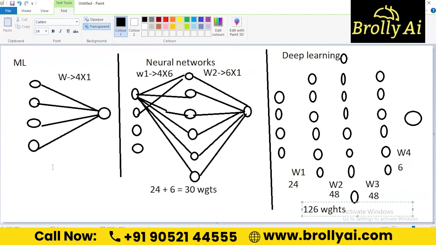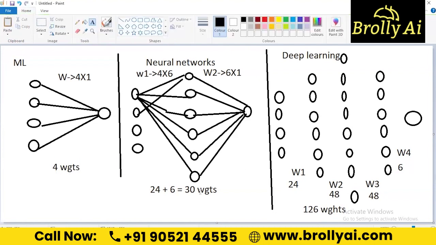Here, how many weights did we get in machine learning for the same task? We got 4 weights. In the neural network, 30 weights. In the deep learning, 126 weights. Okay, that means where is more knowledge? At deep learning. Got it?